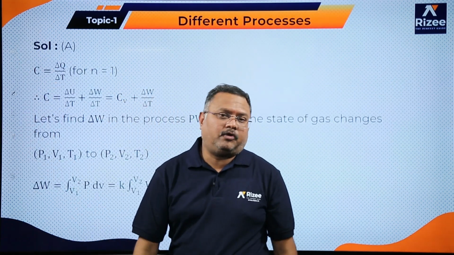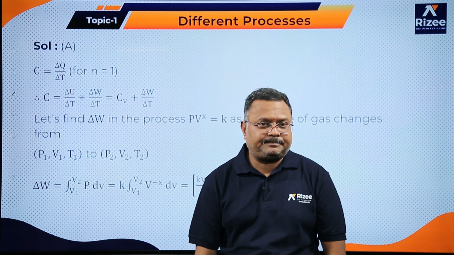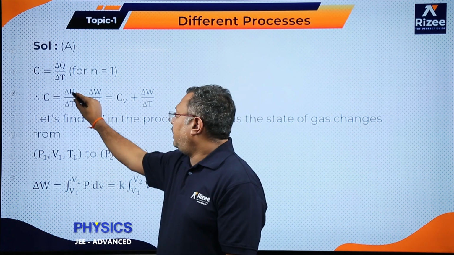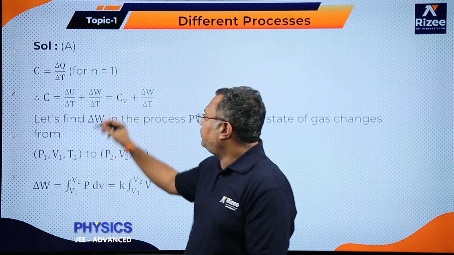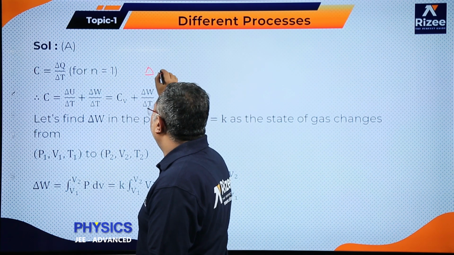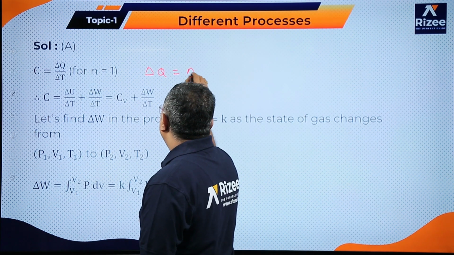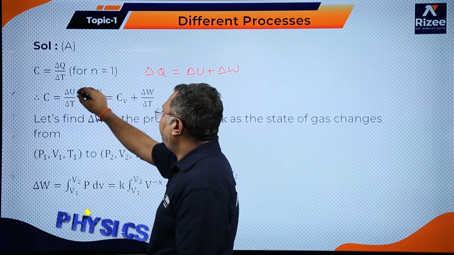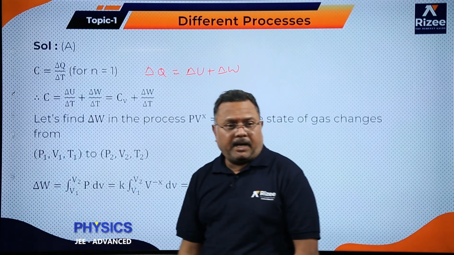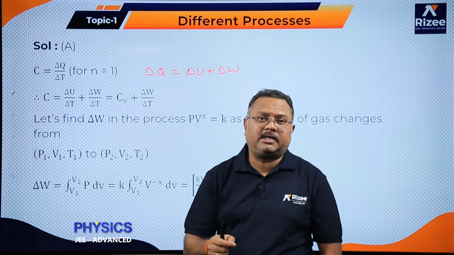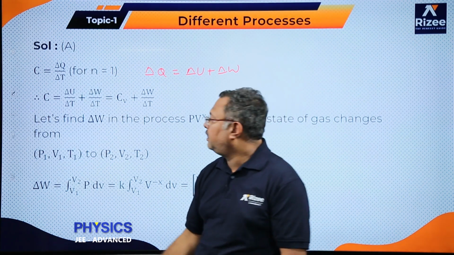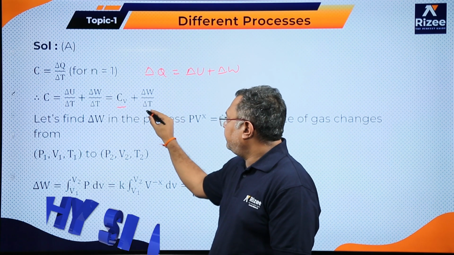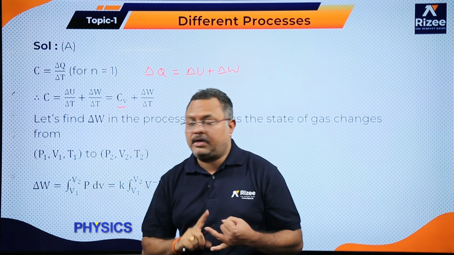Since molar specific heat is equal to dQ by dT, and dQ can be replaced from the first law of thermodynamics with delta U plus delta W. So splitting up this equation from the first law of thermodynamics, dQ can be written as delta U plus delta W. So this is what we have written here, split up. But the ratio of change in internal energy to the change in temperature is nothing but Cv, molar.